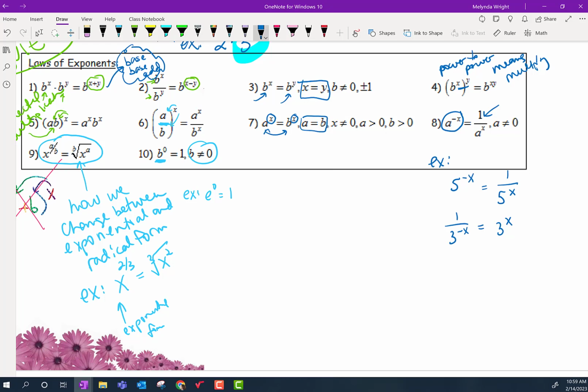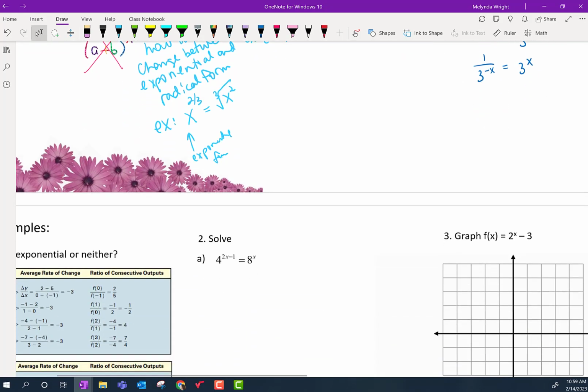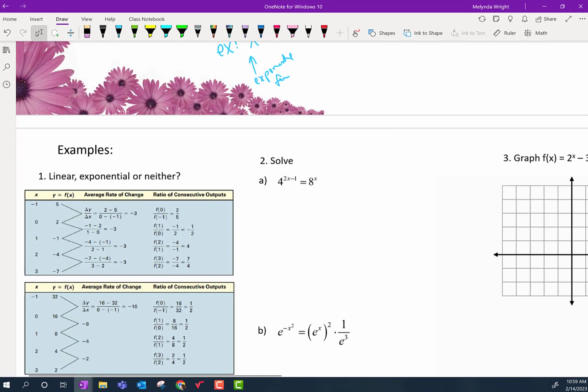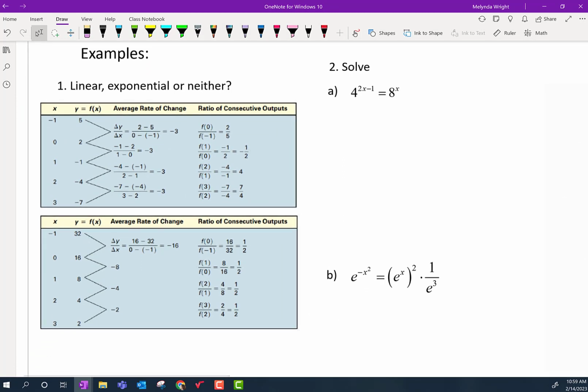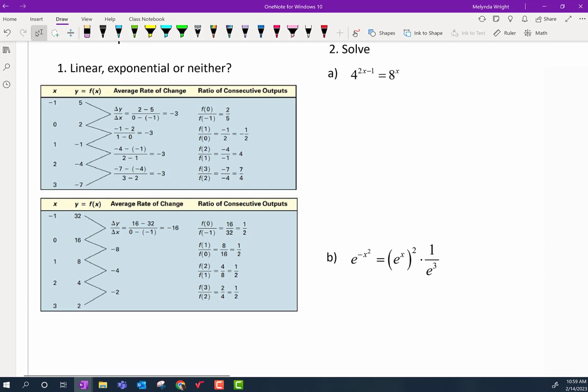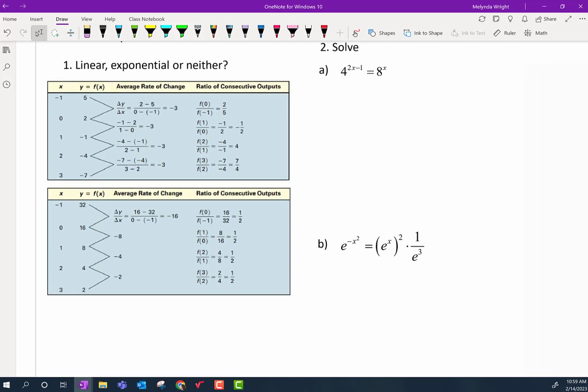All right, so that is a reminder of our exponent laws. So let's go to some examples. This is similar to the kind of homework you're going to have. They're going to give us a table like this, and they're going to ask us linear, exponential, or neither. But in order to answer these questions, we need to know some information, right? What things do we need to know? So I want to put them as notes down here.